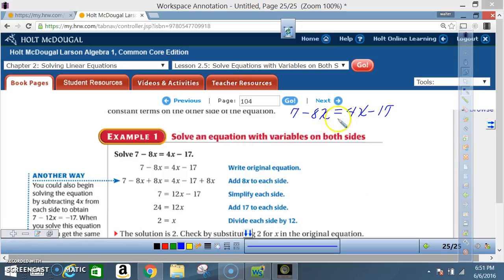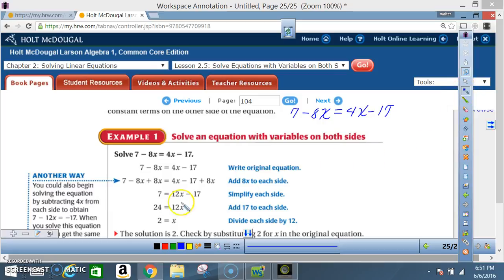Now, we can solve this very same problem by moving the 4x first. But most of the time, when we do that, it's going to cost us an extra step or two. All right, let's go through and take a look at it to be sure you understand what we're talking about.